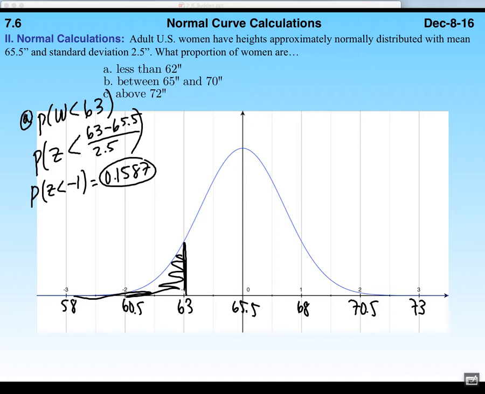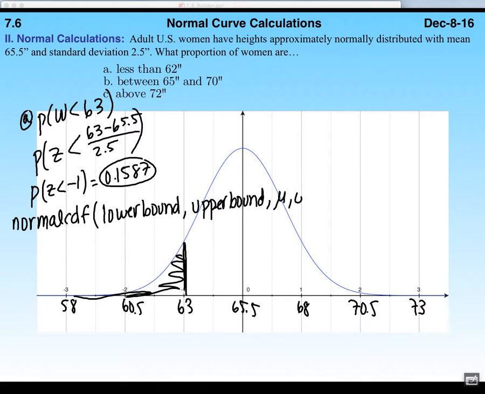So we've done this on the calculator before. You're going to go to second distribution and choose normal CDF. The way that normal CDF works is you have to put in your lower bound, your upper bound, your mean, and your standard deviation.